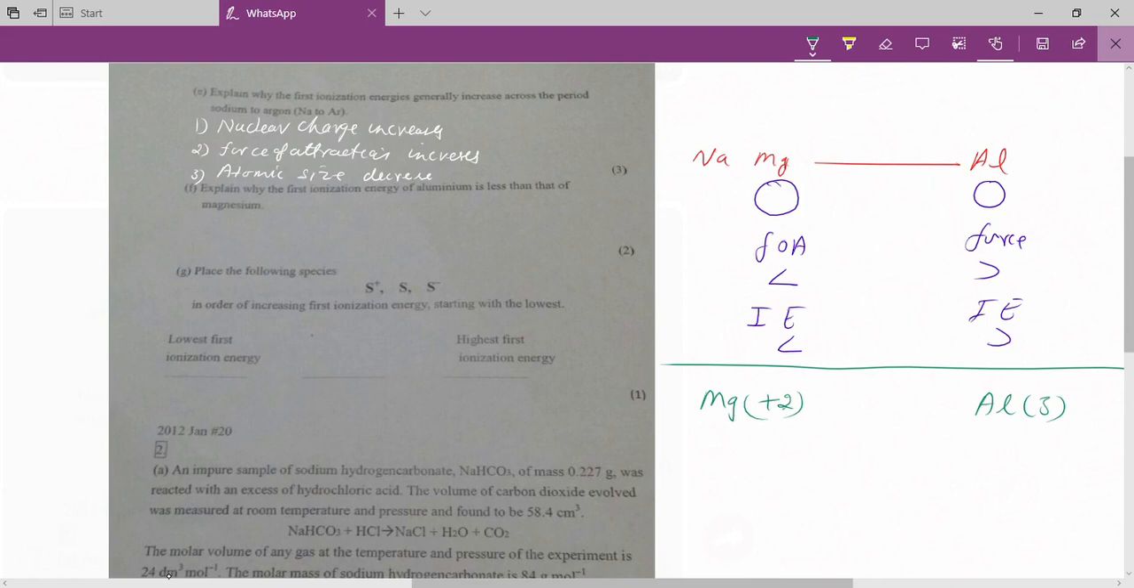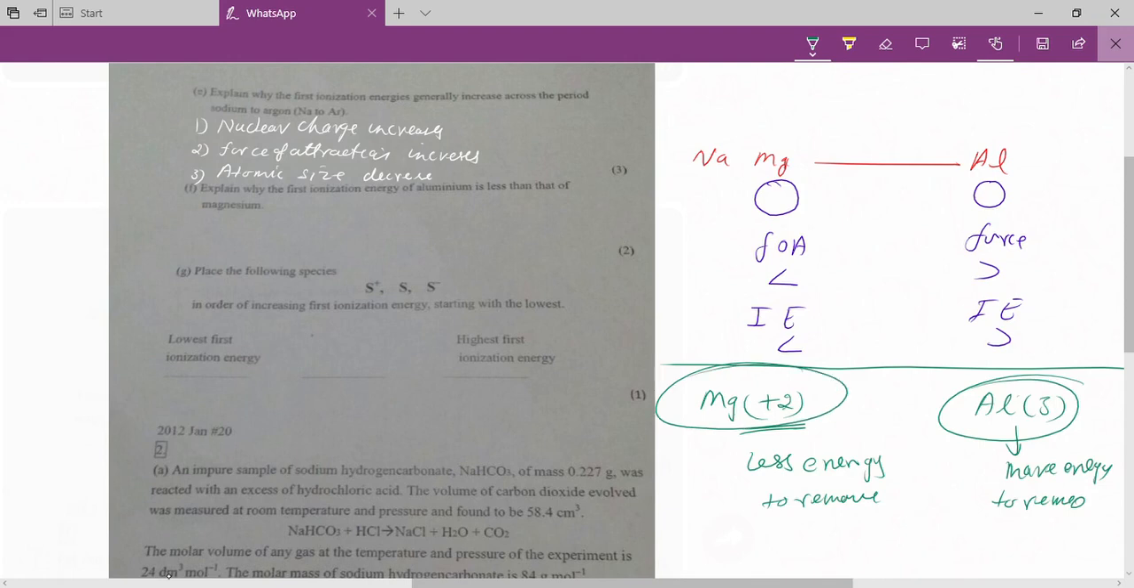Yeah, I'm here. So, beta, what I was telling you is that magnesium has two electrons in its outermost shell, aluminium has three electrons in its outermost shell. One important thing is that two electrons require less energy to remove, and three electrons require more energy to remove. That's why aluminium has a higher energy than magnesium.